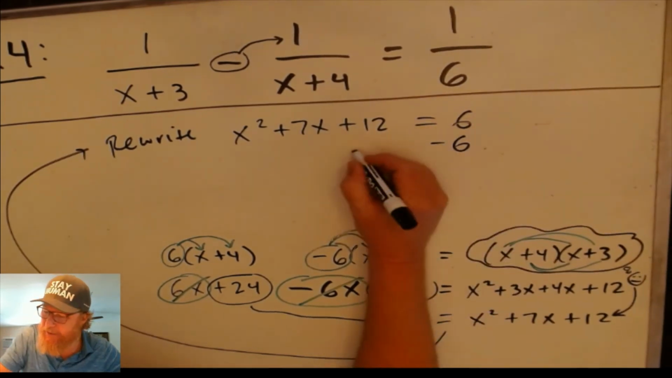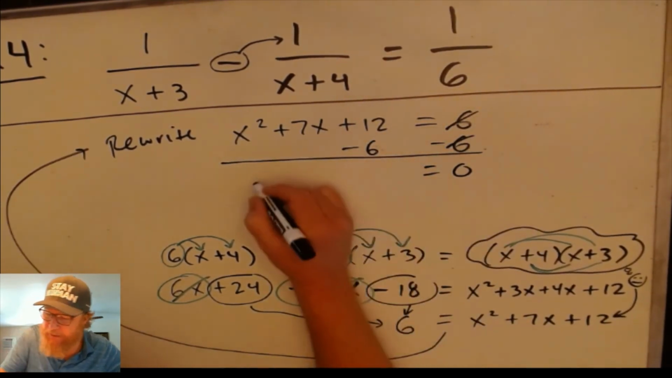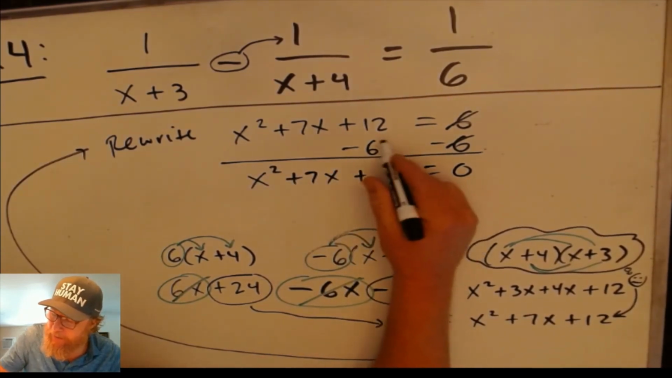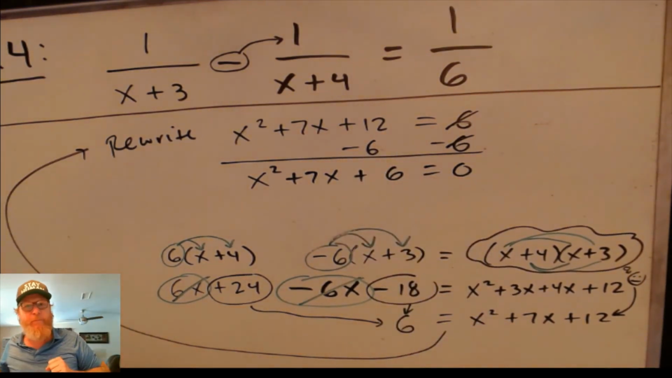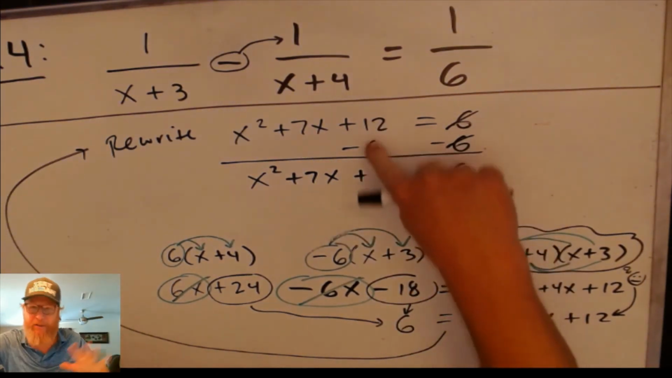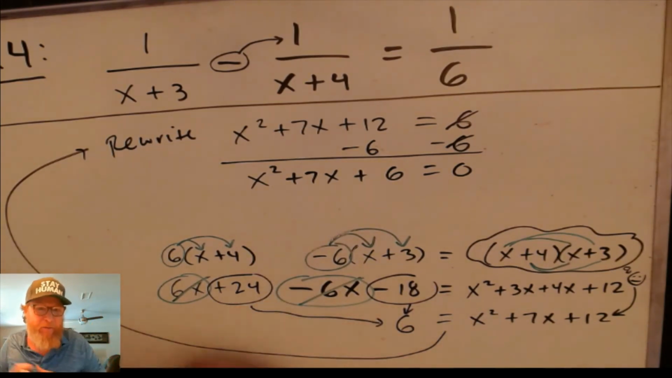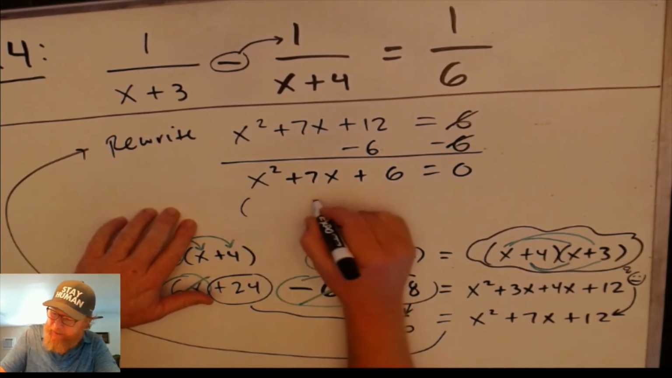Move the 6 over to the left-hand side. Set it equal to 0. Yep, there we go. Make sure your signs are correct. Personally, I've screwed these up in the past just by not being careful with the pluses and the minuses. So just be really careful with that. And you want to try to factor this.